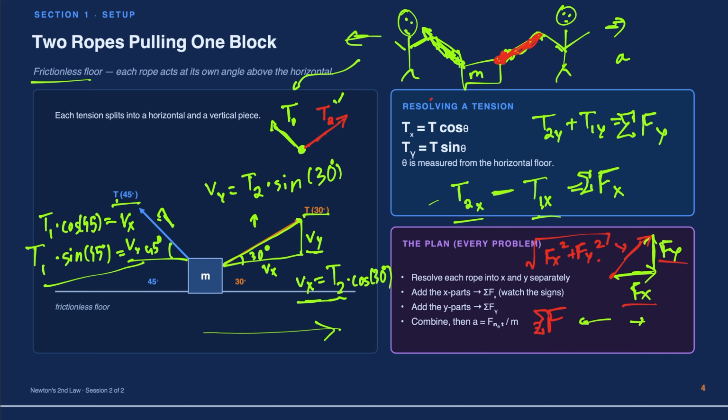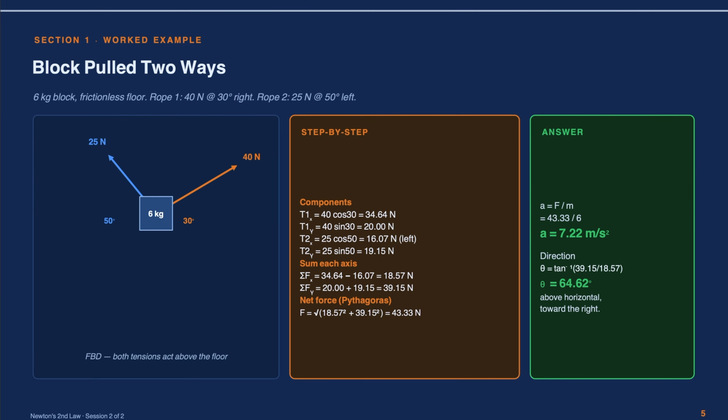And then you could use arctangent of fy over fx to find the angle here, right? Basic vector math. So let me show you an example of how this would work out, okay?